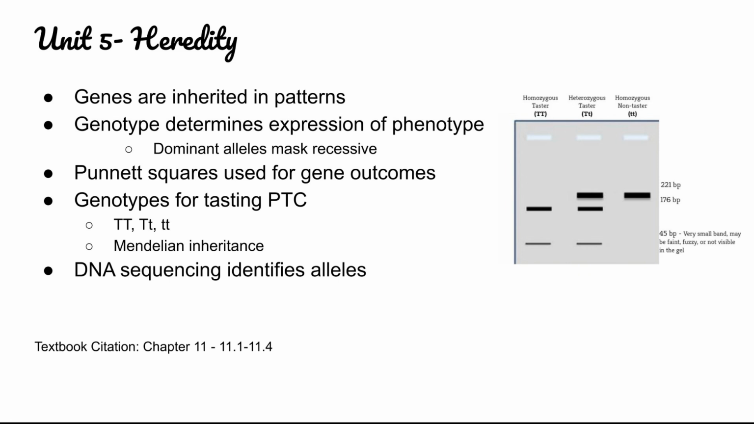In our lab, the ability to taste PTC is a trait controlled by the TAS2R38 gene and inherited in a Mendelian pattern. The dominant allele, uppercase T, allows people to taste PTC, while the recessive allele, lowercase t, does not. By tasting the paper, we predicted our phenotypes and then used PCR and restriction digest to analyze our actual genotypes: homozygous dominant, heterozygous, or homozygous recessive. This gave us a real-world example of how traits are passed down and expressed, which is exactly what Unit 5 is about.